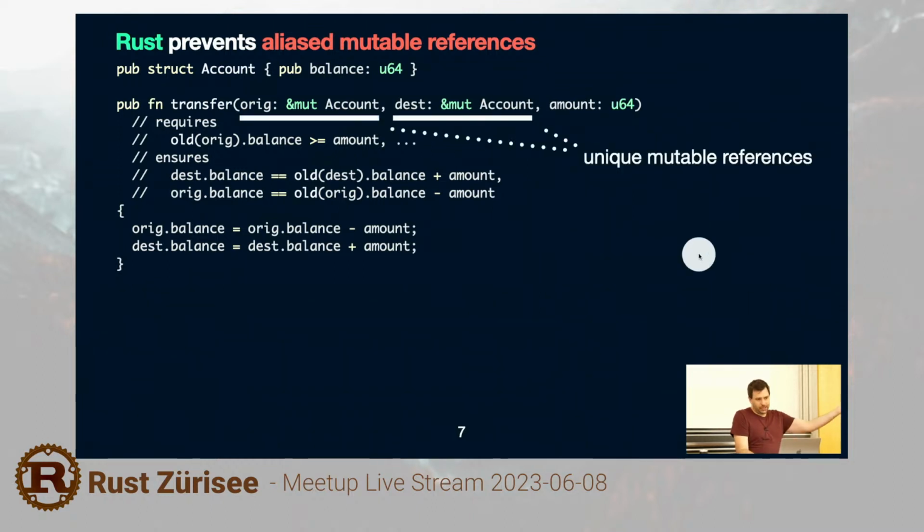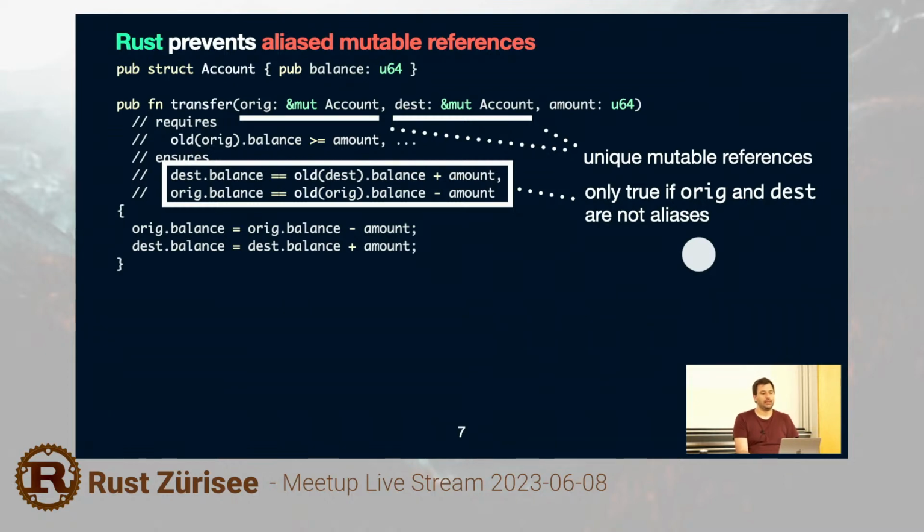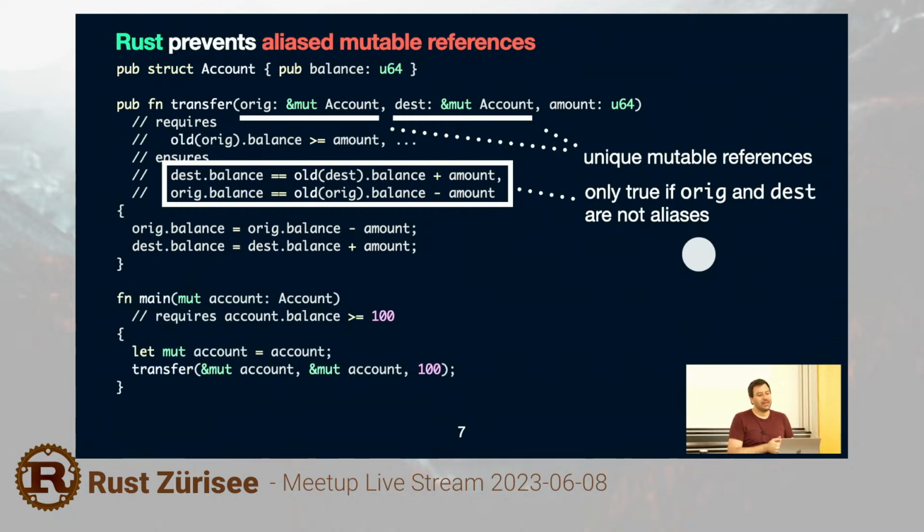So these are unique mutable references, as you know. And the ensures here, which says the balances change as they're supposed to, is only true if the source and the destination are not aliased. So just to clarify, if we tried to call this function like this, which would be legal in a language like Java, for example, then the result would not be accounts that satisfy that property, because we are taking away and putting back money into the same account, but not in the right way to end up with the same result.